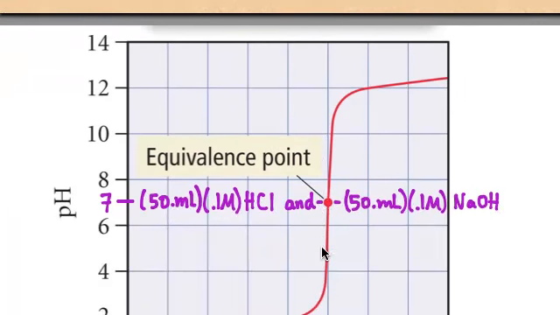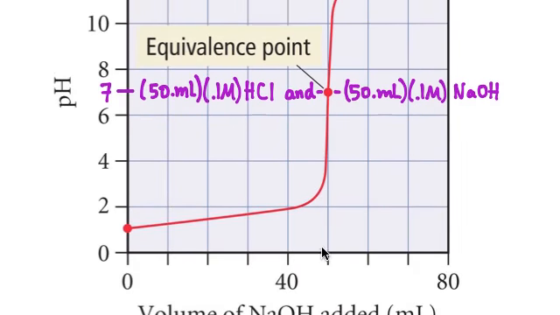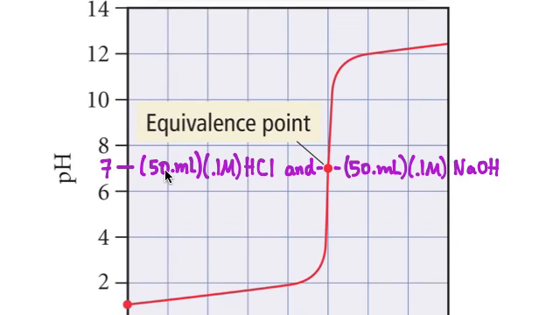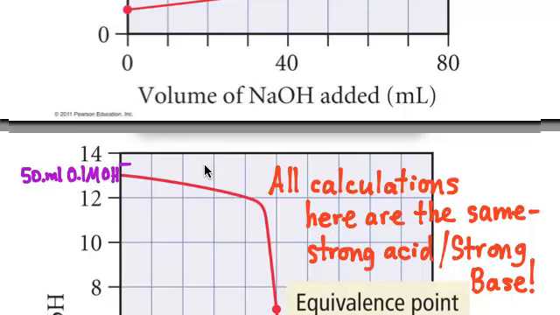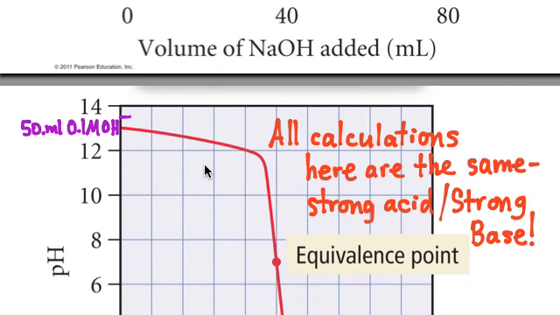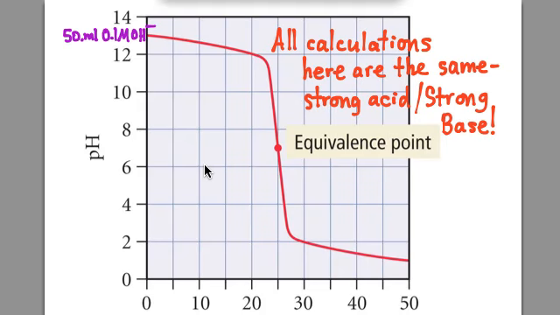Again, memorize the equivalence point being 7. Strong acid, strong base, neutralization. 5 millimoles of this, 5 millimoles of that. Neutral water. Alright, fine and dandy. Oh, one more by the way. It also works for titrating a strong base with a strong acid.